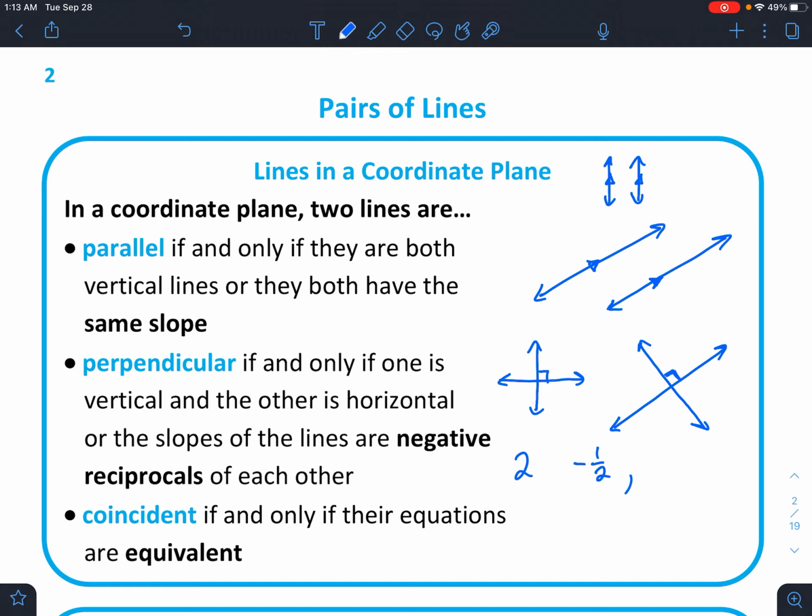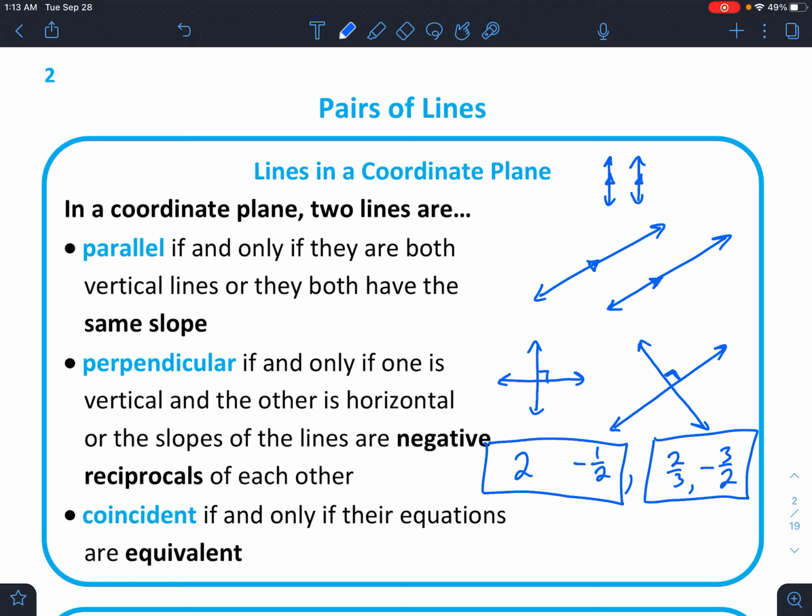Another pair of negative reciprocals would be something like 2/3. And that would go along with negative 3 over 2. You basically put the top on the bottom, the bottom on the top, and then make the opposite sign. So those two would go together, and those two would go together.